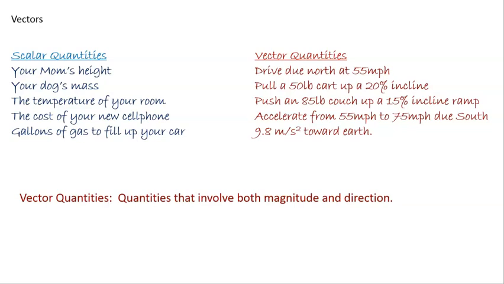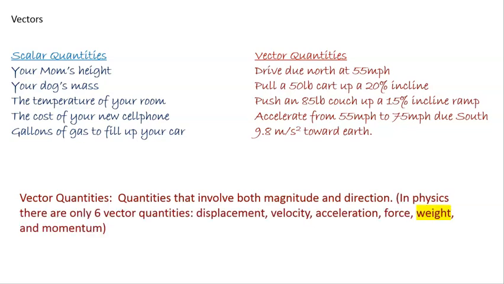All of them. If you're driving due north at 55 miles per hour, 55 miles per hour is your magnitude. The direction is north. If you're pulling a cart up a 20% incline, 50 pounds is your magnitude, and the 20% incline is your direction. All of these have a magnitude and a direction. Even gravity has a magnitude and direction. When you take a physics class, which likely many of you will because you're in Math 113 to prepare for physics or calculus or both, you're going to discuss vector quantities in much more detail than I do in this section.